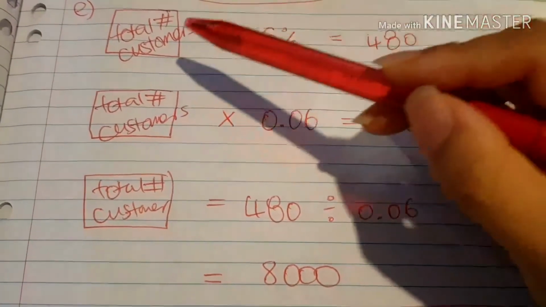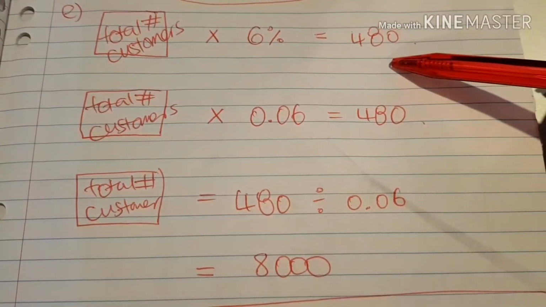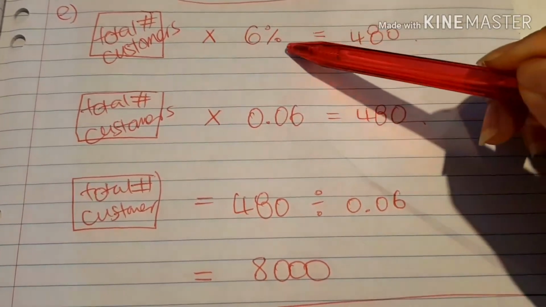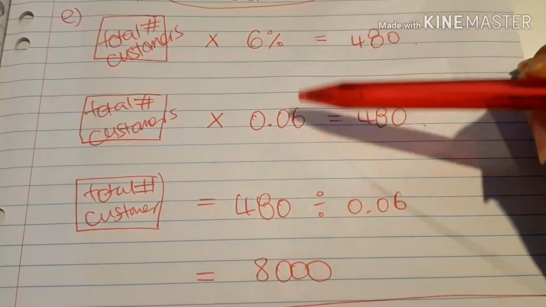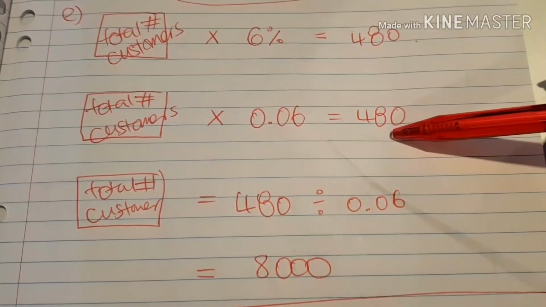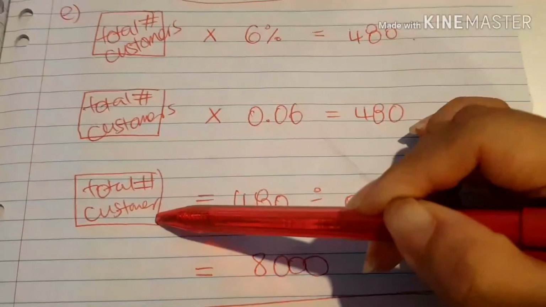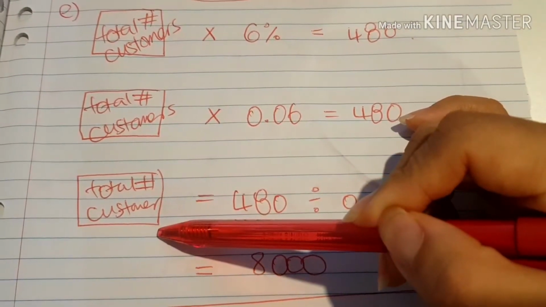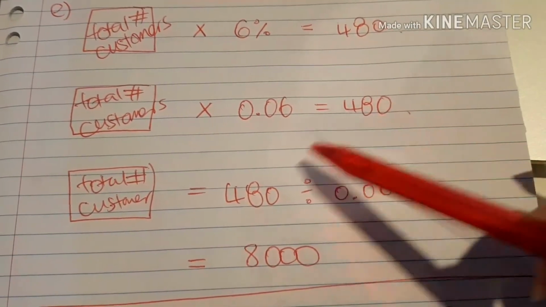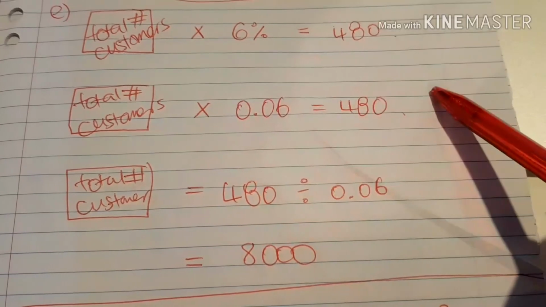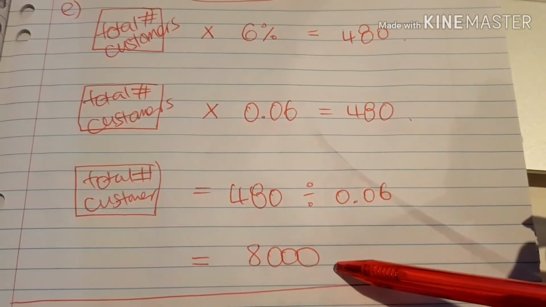Okay, so here you go. Total customers times 6% is 480 customers. 6% is 0.06, because 6 divided by 100 is this. Still 480 customers. Now, using algebra, I need to go backwards to find the total customers. So I need to isolate the total customers on the left-hand side. I'm going to send this one to the other side, so 480 multiplication changes to division. And if you use the calculator, you'll get this value.